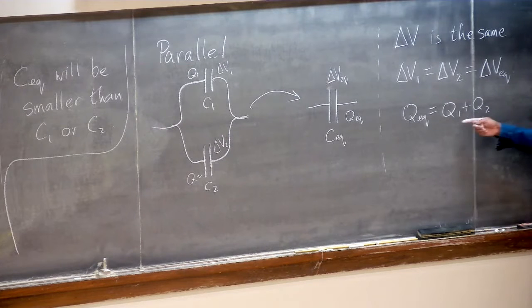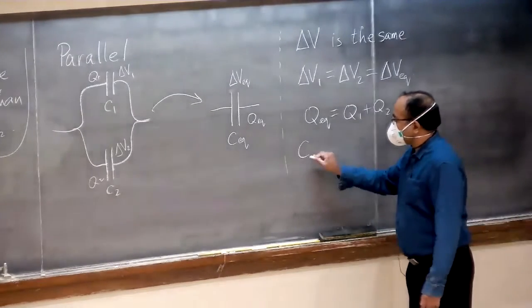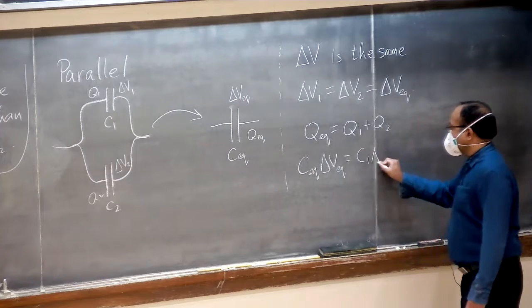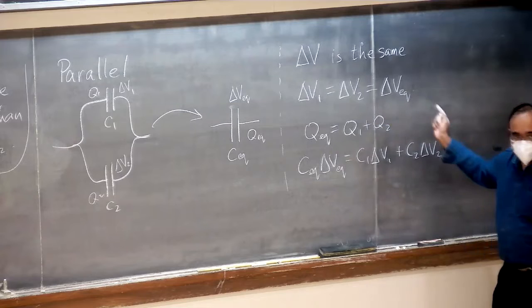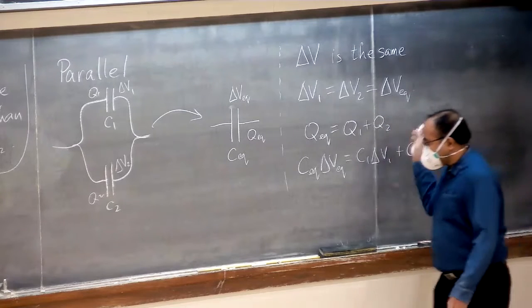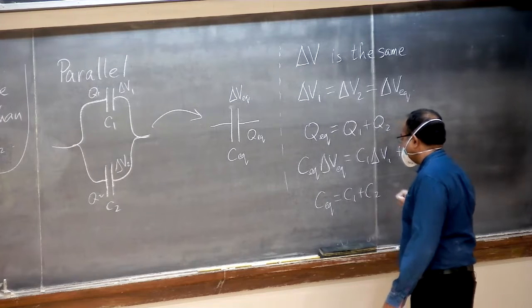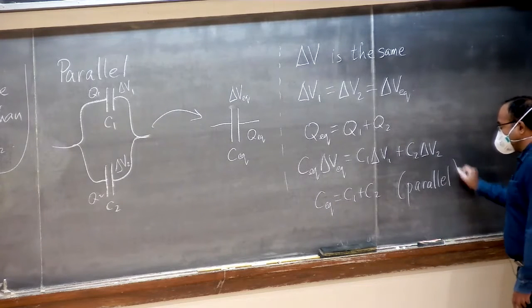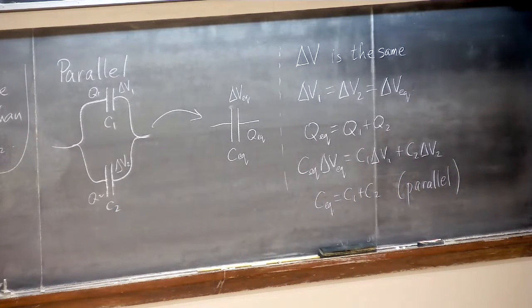Again, I can use this to figure out the equivalent capacitance. I know the fundamental equation is Q equals C delta V, so this becomes C equivalent delta V equivalent equals C1 delta V1 plus C2 delta V2. But I know that all the delta V's are the same in this case, so I can cancel them out. So I get C equivalent equals C1 plus C2. This is for parallel capacitance. This one was for series.